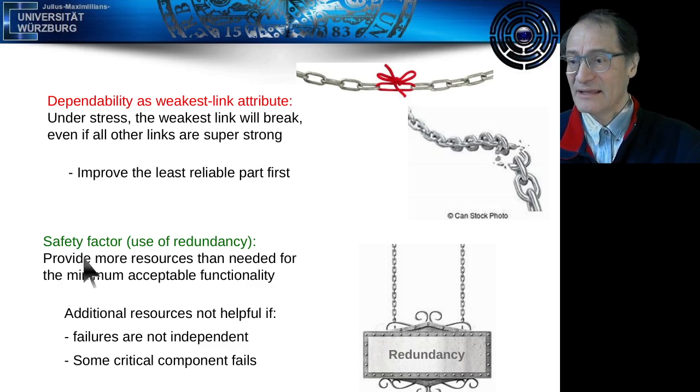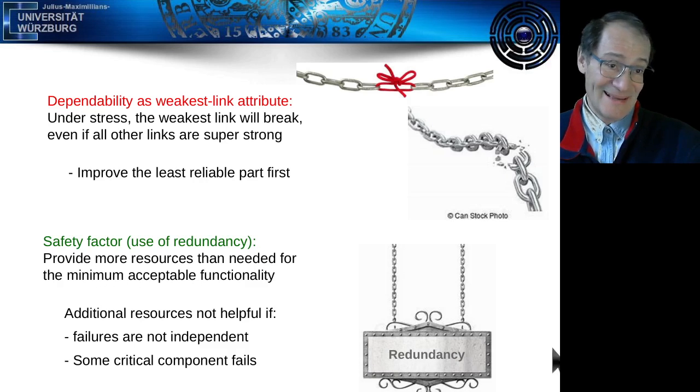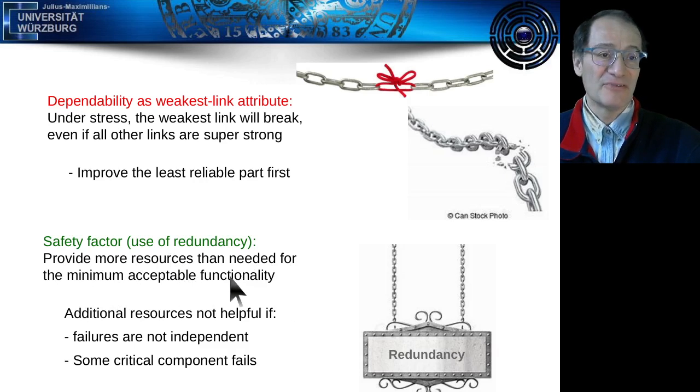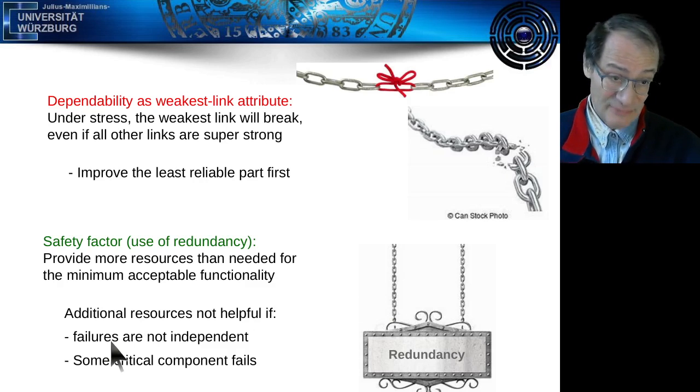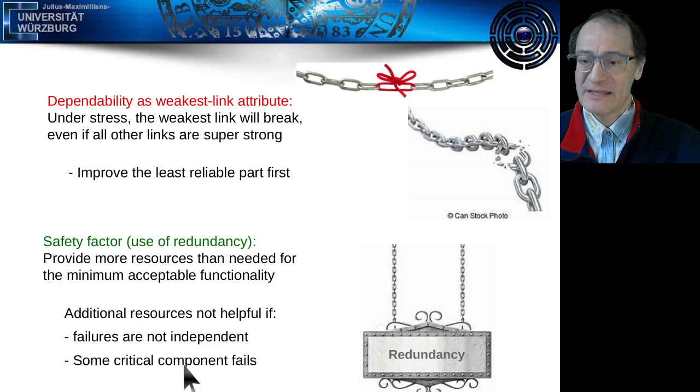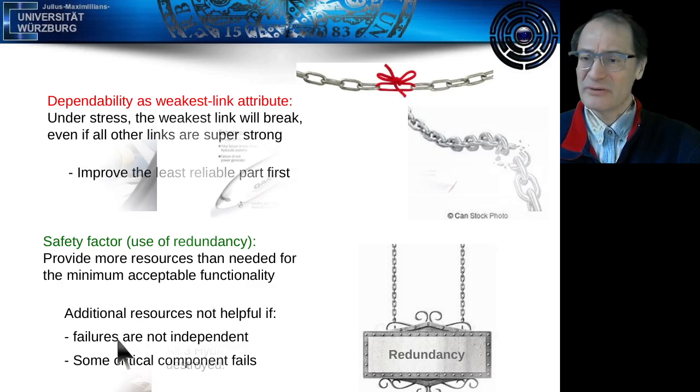And the second is redundancy. Okay, therefore, let's say the definition of redundancy is what we are doing here: to provide more resources than needed for the minimum acceptable functionality. And this will be two strong chains. But it will not help in case the failures are not independent. We are going to see some examples of this, where some critical components fail. But we have very often the case where failures are not independent.